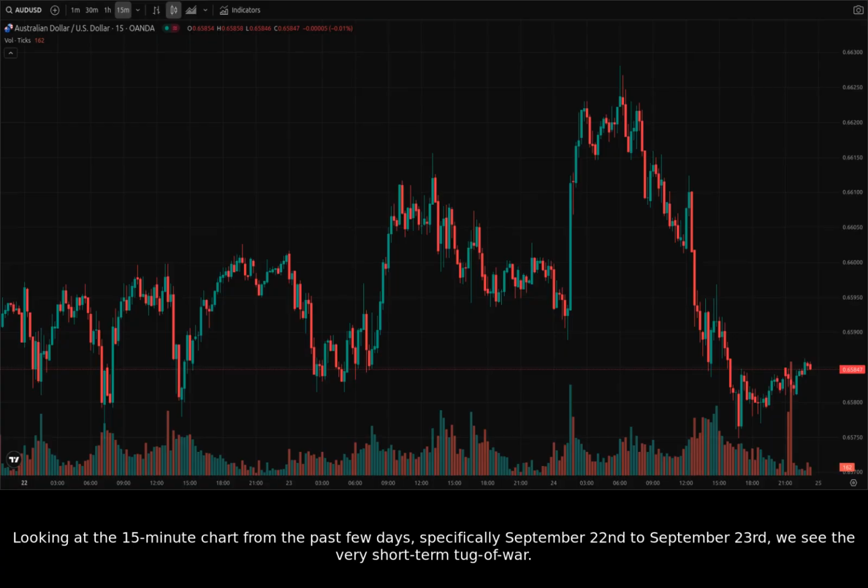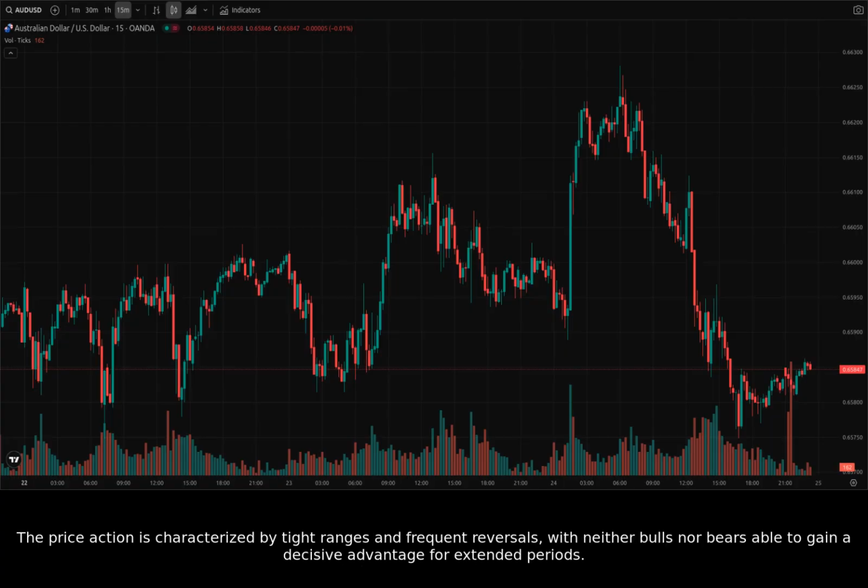Looking at the 15-minute chart from the past few days, specifically September 22nd to September 23rd, we see the very short-term tug-of-war. The price action is characterized by tight ranges and frequent reversals, with neither bulls nor bears able to gain a decisive advantage for extended periods.